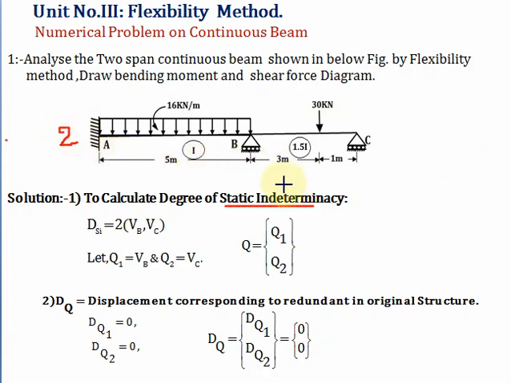Now, in case of roller support at B, there will be one reaction, that is vertical reaction at B. And at C there will be again one reaction, that is vertical reaction at C. So total number of reactions R is equal to 2 plus 1 plus 1, so total reactions are 4.